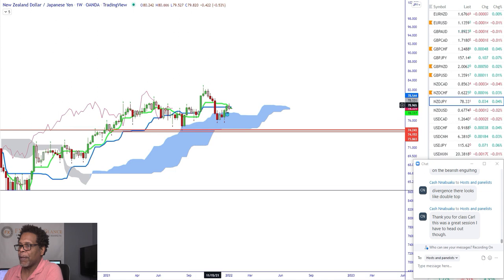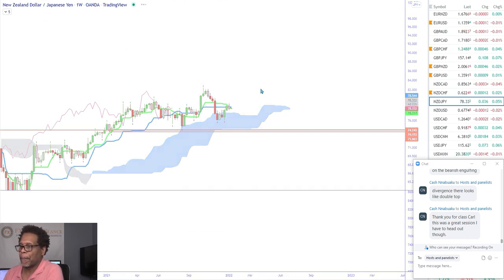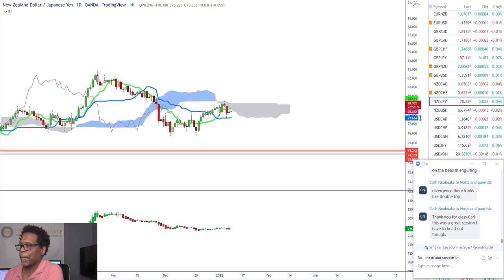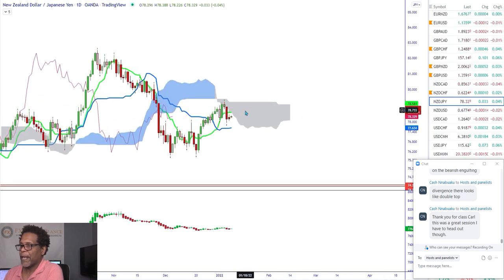But now starting to look like maybe a 1, 2, 3 reversal. So this could be a high, but we'll see. Let's go to the daily. So for me, for the daily to be bullish, we need to break the cloud.